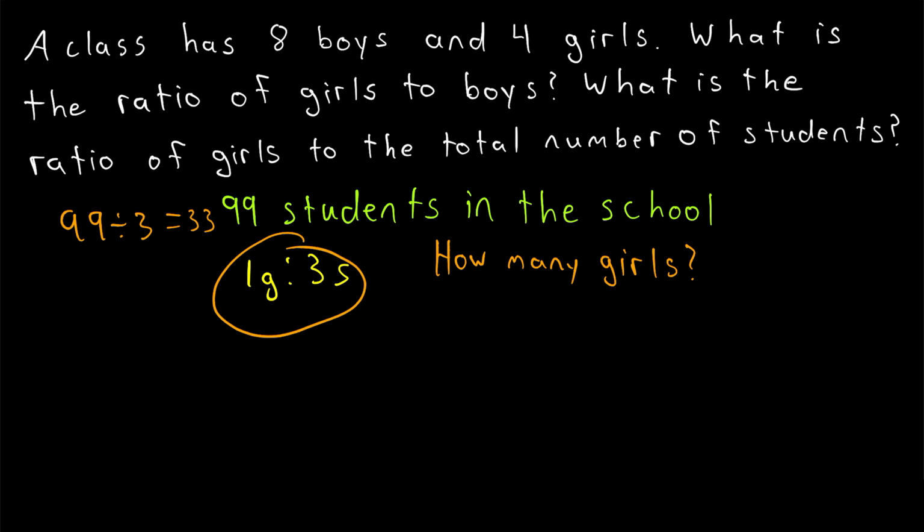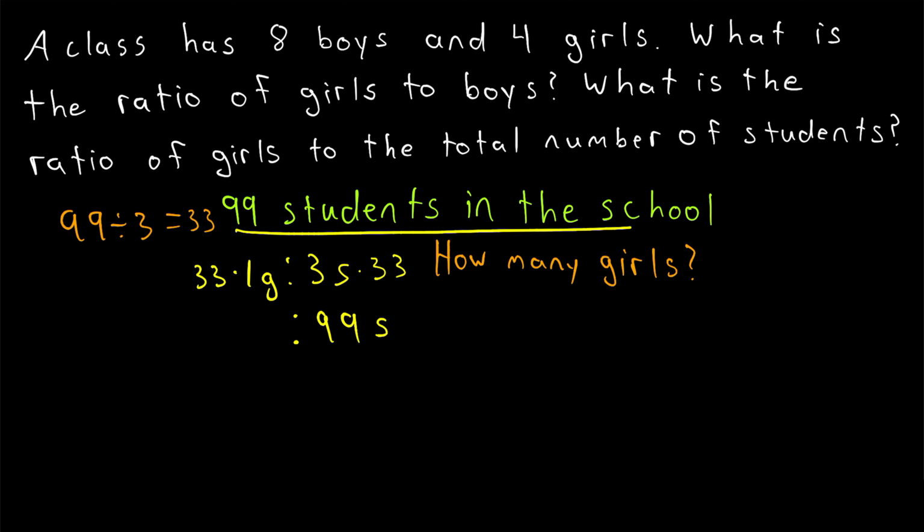So if we scale this ratio up by a factor of 33, we'll have a ratio in terms of the entire 99 student body. So here's what I mean. We multiply both numbers by 33. So then on the right side of our ratio, we have 99 students, which is the total number in the school. And on the left, we get our answer, 33 times 1, so 33 girls. Since there's 1 girl for every 3 students, and there are 99 students in the school, there must be 33 girls among those 99 students.